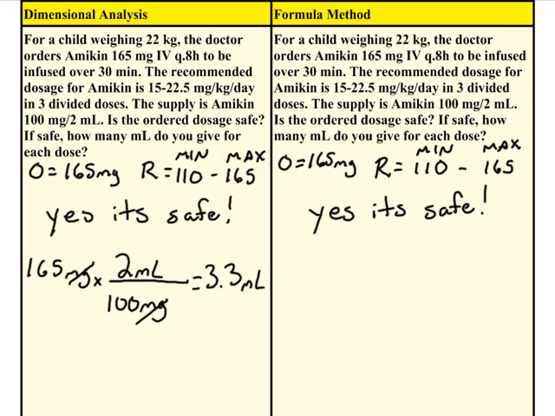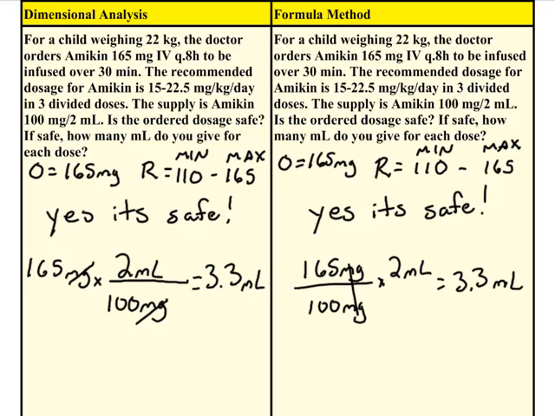Now that we know that it's safe, we need to figure out how many milliliters we're going to give. So we're going to take the dosage ordered of 165 milligrams, divide it by the 100 milligrams on hand, and multiply it by the way we're delivering it, the 2 milliliters. Milligrams cancel, and if we work this out, 165 divided by 100 times 2, we discover we're going to give 3.3 milliliters.